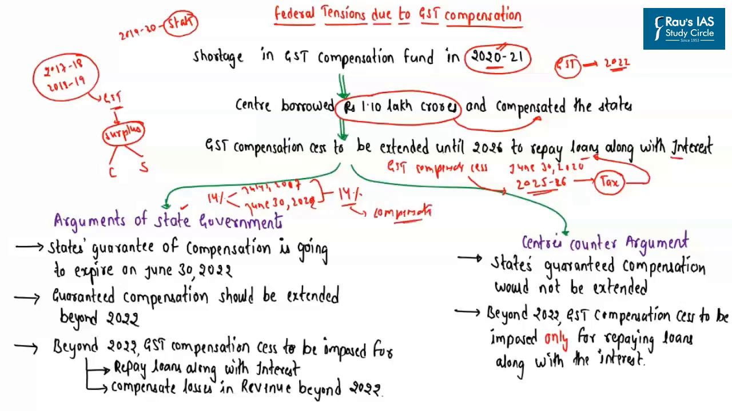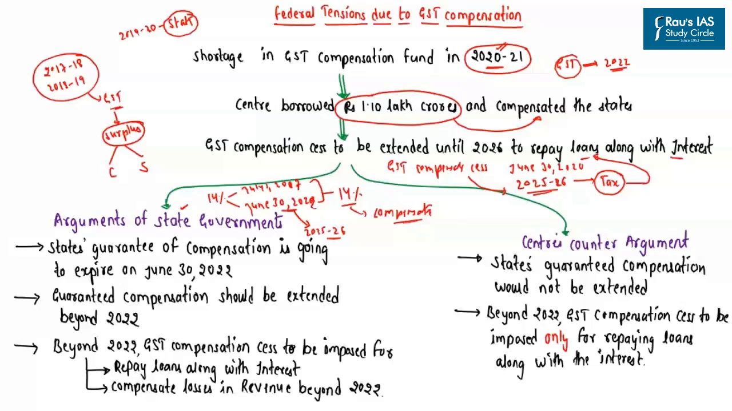Now some of the state governments have been asking that this date, June 30, 2022, should be further extended at least until 25-26, which means that from July 1st, 2017 to June 30, 2026, their revenues should increase by 14% year on year, and if they don't, then the central government should compensate the states for their loss in their revenue.